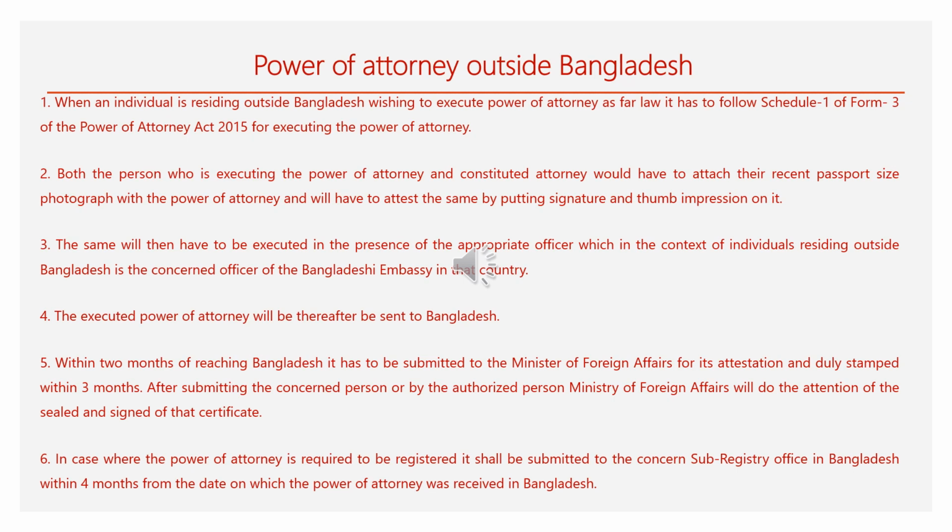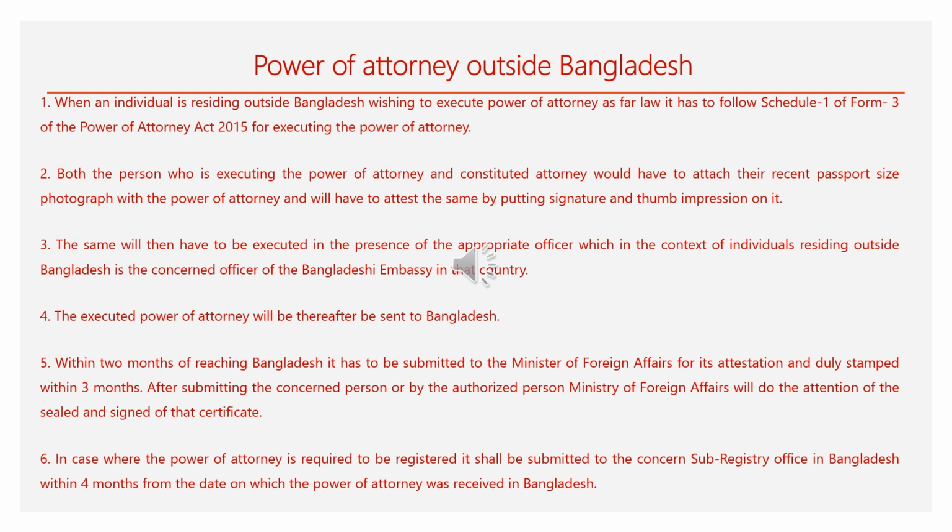Number 1. When an individual is residing outside Bangladesh wishing to execute power of attorney, as per law, it has to follow Schedule 1 of Form 3 of the Power of Attorney Rule 2015 for executing the power of attorney. Therefore, Schedule 1 of Form 3 must be filled by the principal.